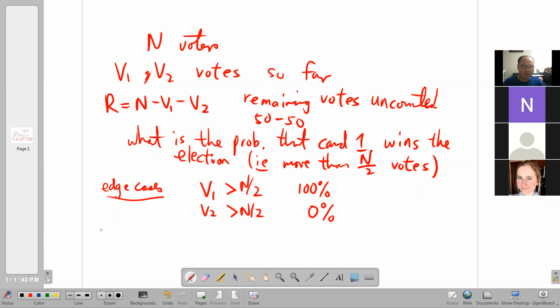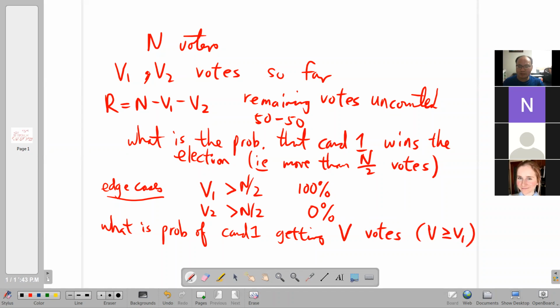So what you have to do is you have to say, well, what is the chance, or what is the probability, of candidate 1 getting, let's just say, V votes, whatever V is. And V is at least greater than V1. Because he already has V1 votes, so what's the chance? If we can figure it out, then maybe we can answer the overall question. So whatever V is, what's the chance that he's going to get exactly V votes? Exactly.